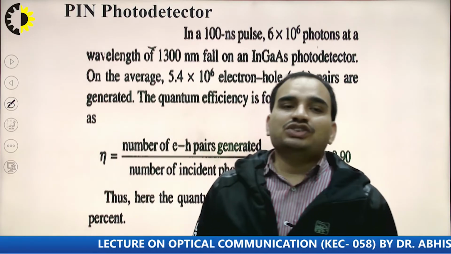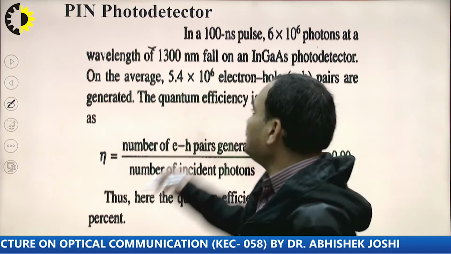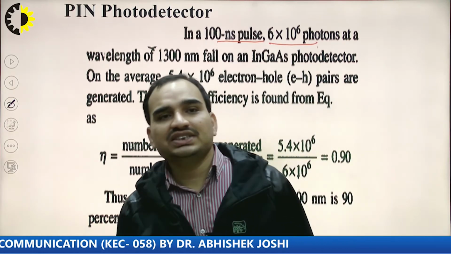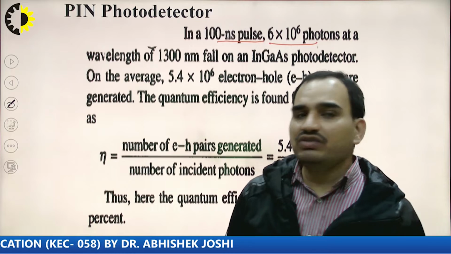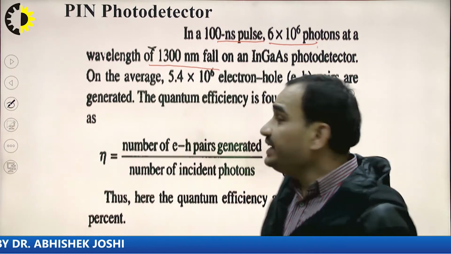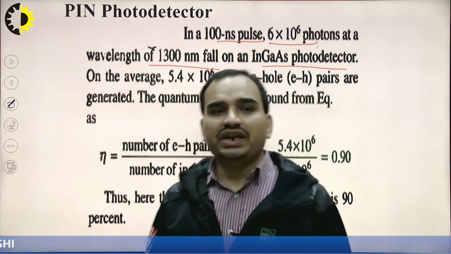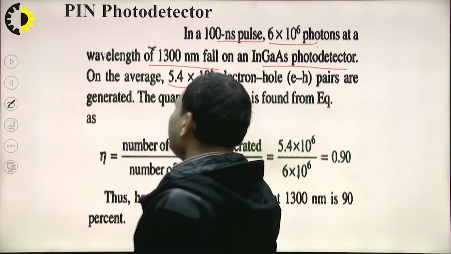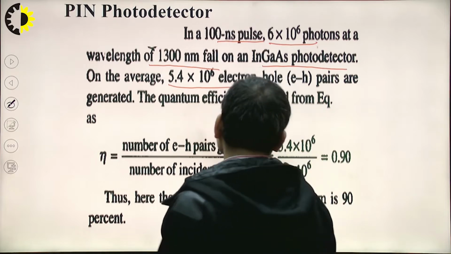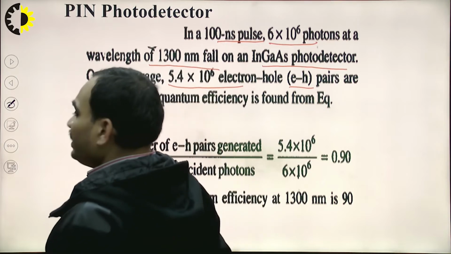So let's solve this numerical based on the formula. In a 100 nanosecond pulse, we have 6 × 10^6 photons at a wavelength of 1300 nanometers falling on an indium gallium arsenide photodetector. On average, 5.4 × 10^6 electron-hole pairs are generated. Let's find the quantum efficiency.